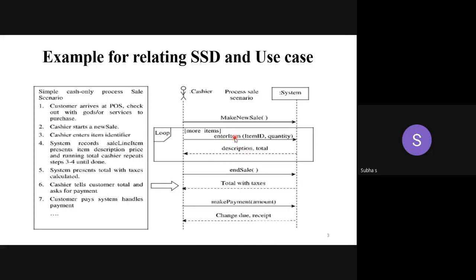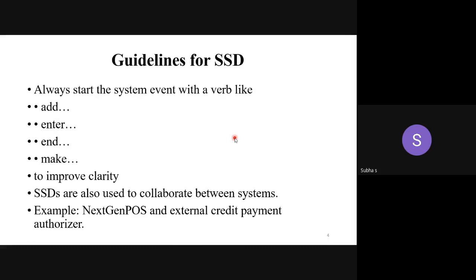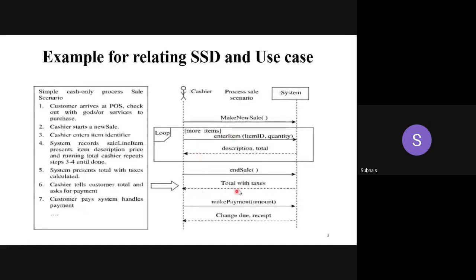Got it? So these are the three important elements of SSD: operation name, parameters, and then return data. If you have no return data, it means no problem. You can just mention it as an operation name itself. But normally, in a meaningful application, there will be some return message. It's not necessary that for every message there must be a reply. There will be reply messages from any of the objects.